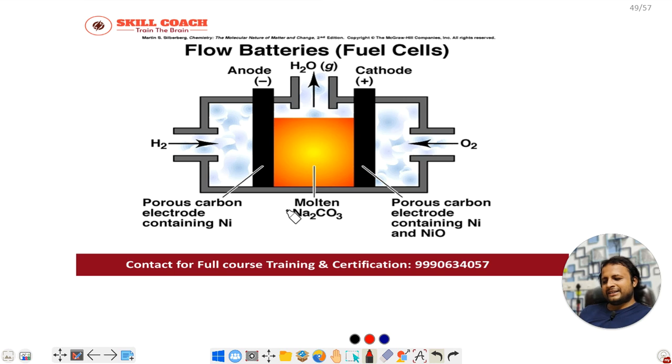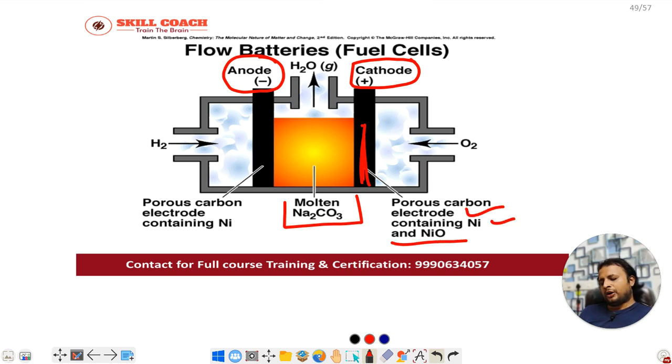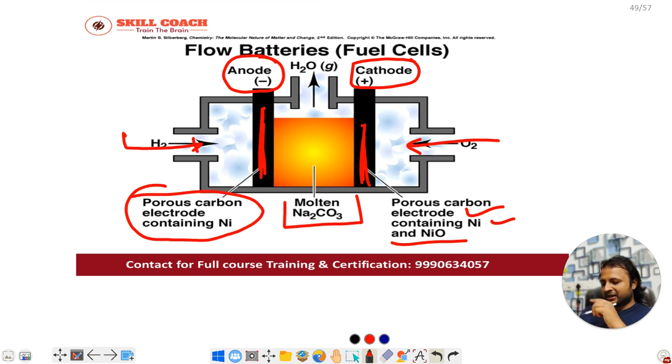Flow of batteries: this is the anode with the negative sign, and the cathode with the positive sign, and the molten electrolyte is Na2CO3. This one is porous carbon, an electrode containing Ni and NiO. Hot O2 gas is coming from this side, and the H2 is coming from here. This is the porous carbon electrode containing Ni, and the hot H2O gas is leaving from this side.